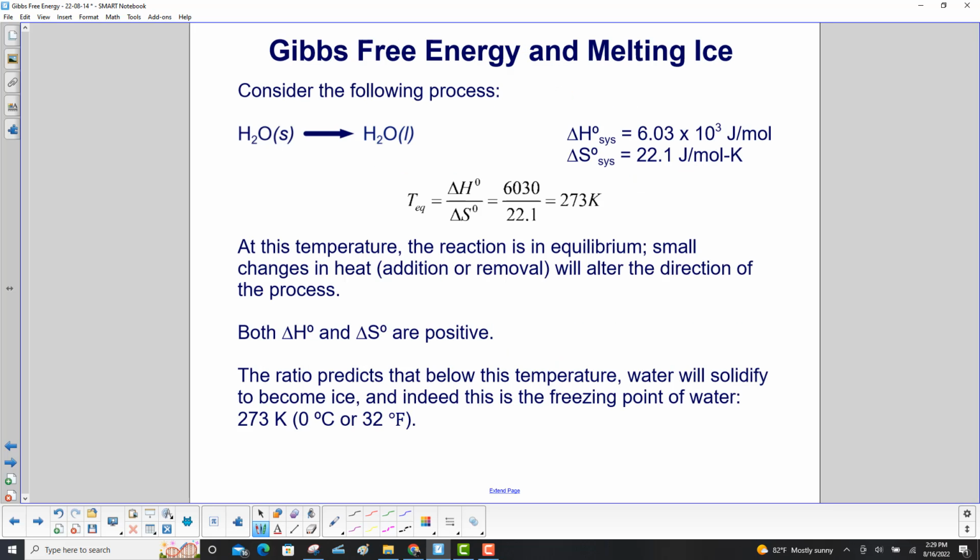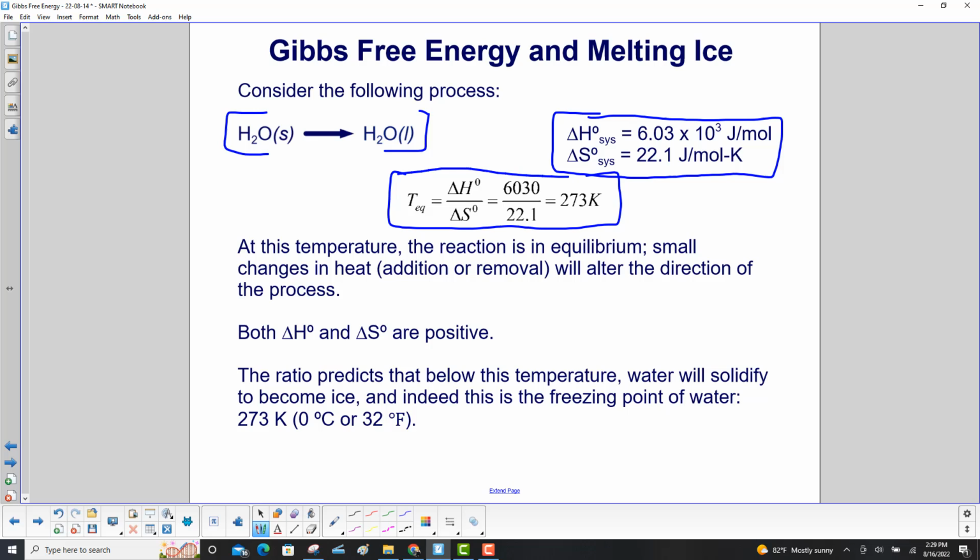Consider the following process. Solid water, ice, melts to form liquid water. We've got the values for delta H and delta S. So we find the equilibrium temperature by dividing delta H by delta S and getting 273 Kelvin. At this temperature, the reaction is in equilibrium. Small amounts of heat, addition or removal, will alter the direction of the process. Both delta H and delta S are positive. The ratio predicts that below this temperature, water will solidify to become ice, and indeed, this is the freezing point of water, 273 Kelvin, which is 0 degrees Celsius or 32 degrees Fahrenheit. How cool is that?